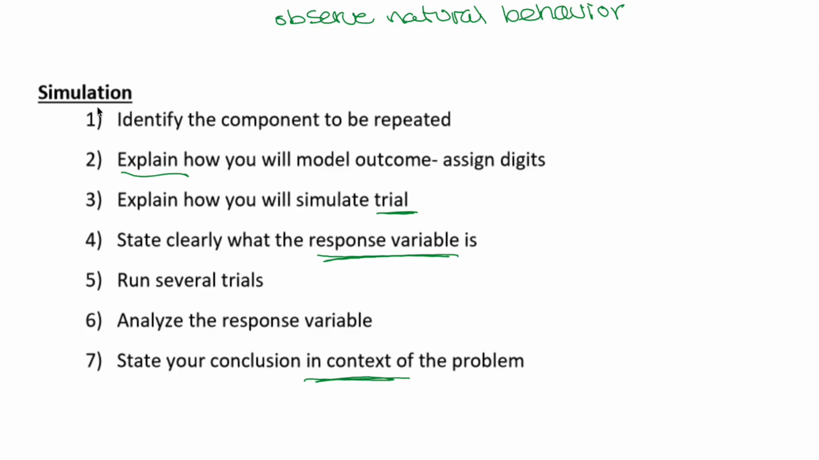How to run a simulation will be those steps. First, identify the component to be repeated. Second, explain how you will model the outcome or assign digits. Third, explain how you will simulate a trial. Fourth, state clearly what the response variable is. Fifth, run several trials. Sixth, analyze the response variable. Seventh, state your conclusion in the context of the problem.